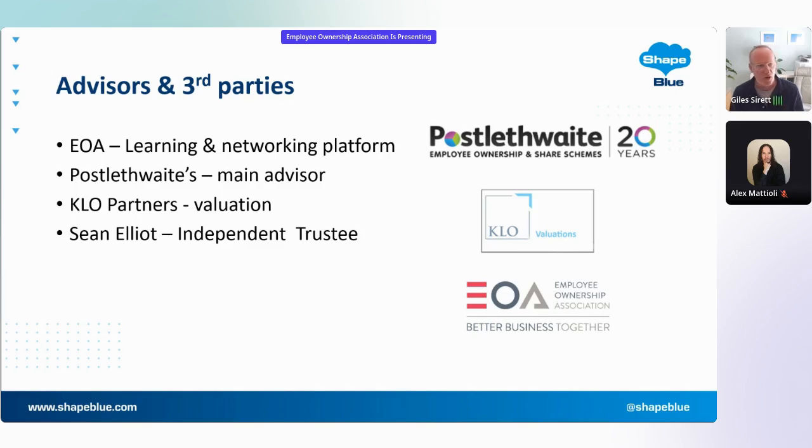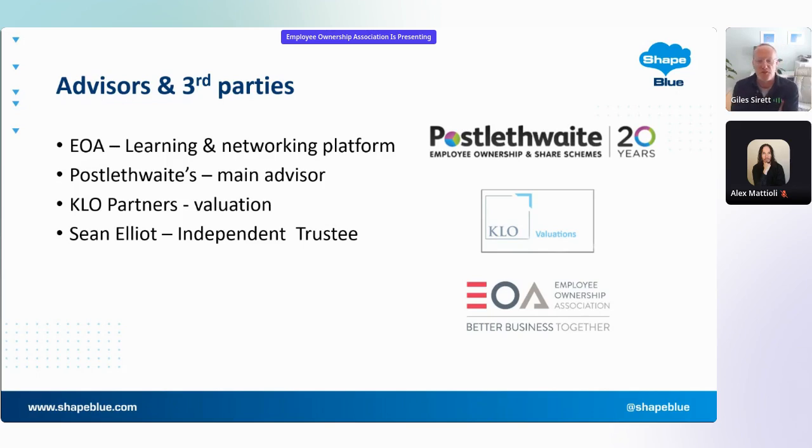When we appointed advisors, we appointed Postlethwaite, who are effectively a law firm who specialize in EMI. We'd used them previously for our EMI scheme, and they were effectively our main advisor for the purpose of the transaction. We used an organization called KLO Partners for the valuation, and our independent trustee is a guy called Sean Elliott, who was one of the people that I'd met through the Employee Ownership Association.